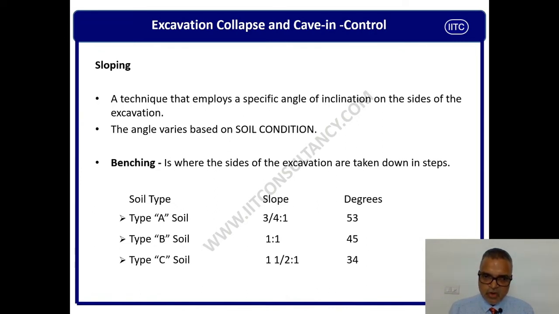3/4:1 is the slope angle for type A. In the degree, you can say it is 50 degrees. For type B soil, the slope angle is 1:1, and the degree you can say is 45 degrees. For soil type C, the ratio is 1/2:1, and the degree is 34.